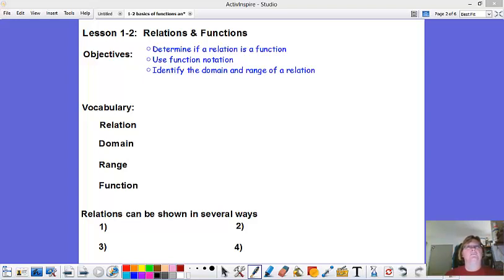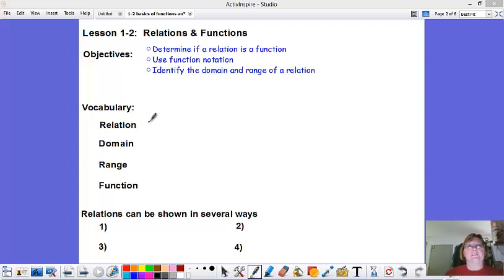Hi, today we're in lesson 1, section 2, about relations and functions. And today we want to review a little bit about what you know about functions. Our objectives, as you can see, are determining whether or not a relation is a function, using function notation, and identifying the domain and range of a function.